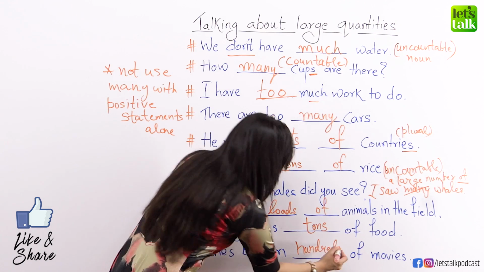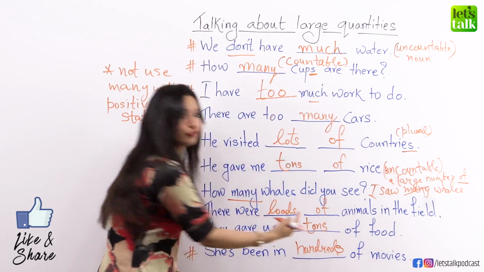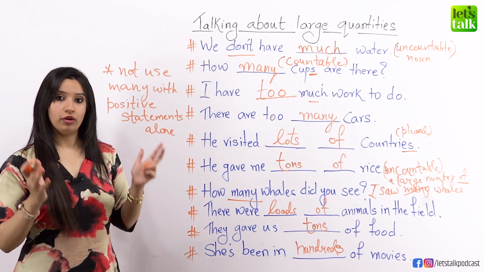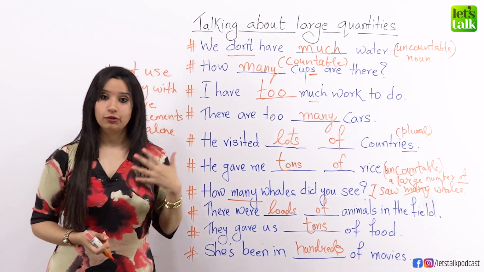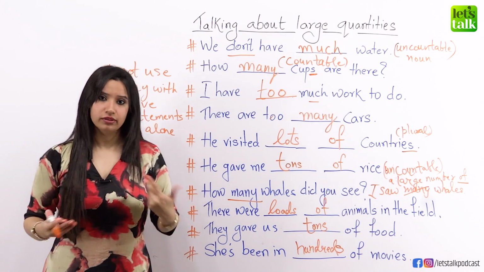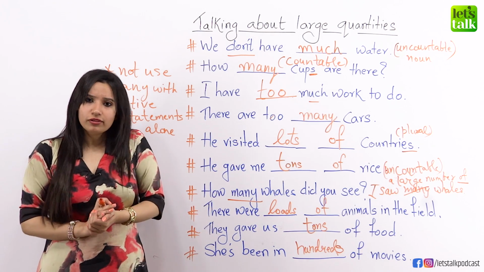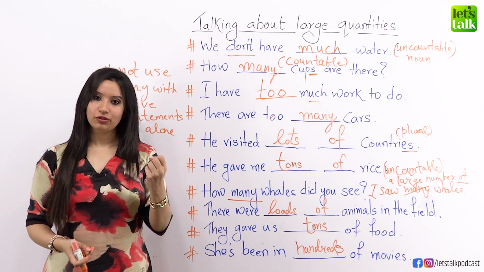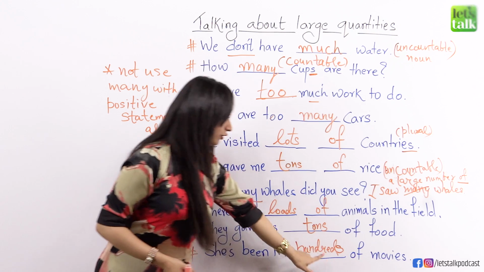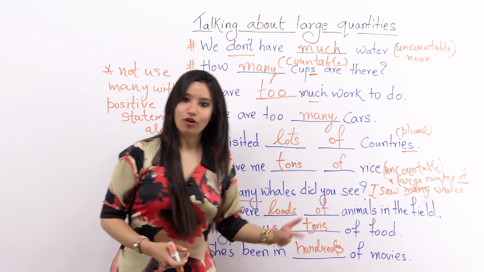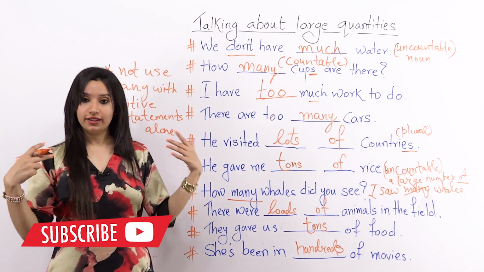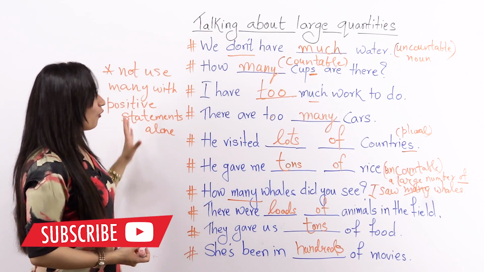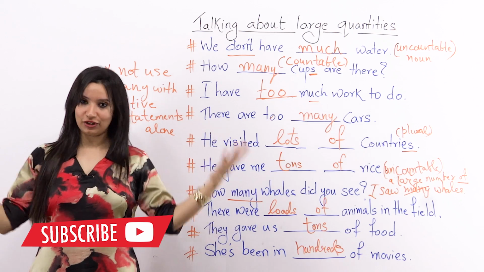She's been in hundreds of movies. So you'll always add an S when you're using a number to talk about quantities. So if I ask you, have you been on a plane? You'll say, yeah, I've been on a plane thousands of times or hundreds of times. But do not forget, whenever you have a plural like movies, you'll always add an S and an of. So hundreds of movies, thousands of times, like that. So here we have all the different ways to talk about large quantities.